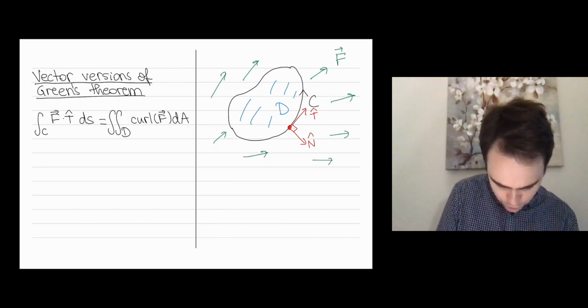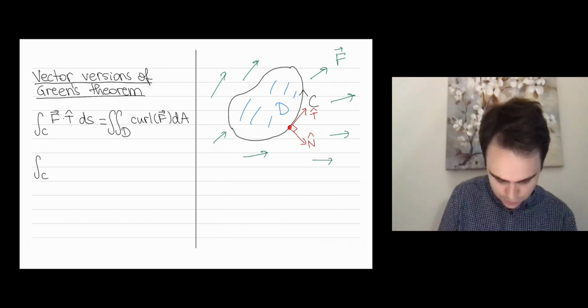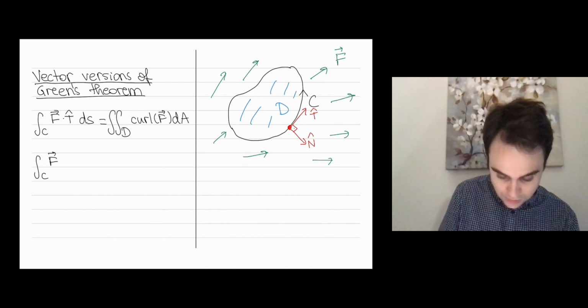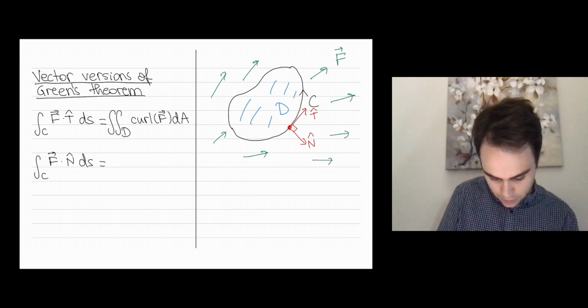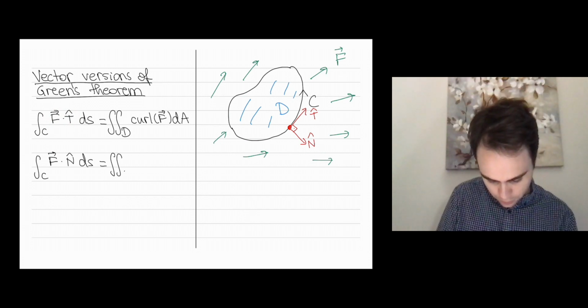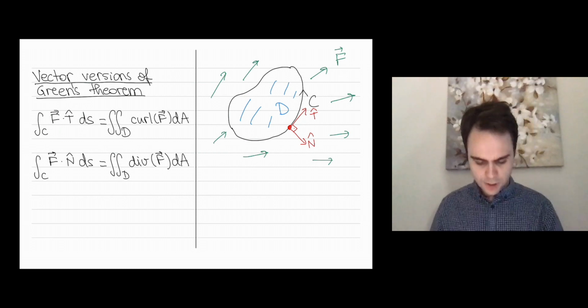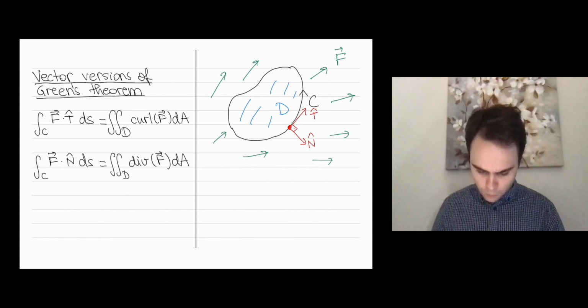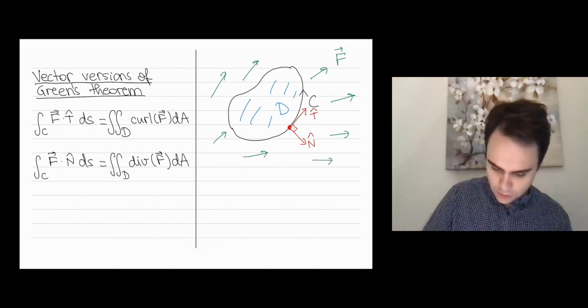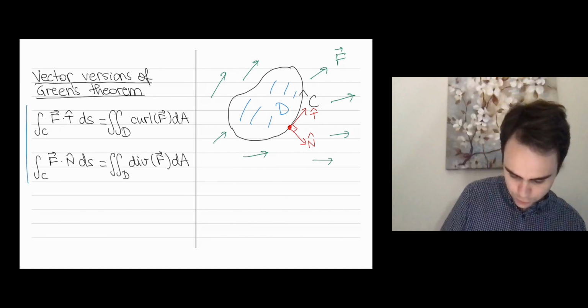The second version just says that if instead of doing the dot product of f with t, I do the dot product of f with the unit normal, the result is the double integral over D of the divergence of f times dA. Okay, so these are the new versions of Green's theorem.